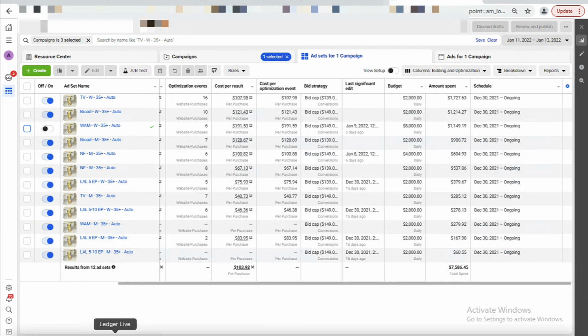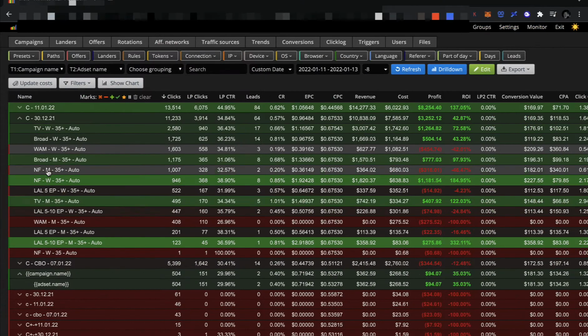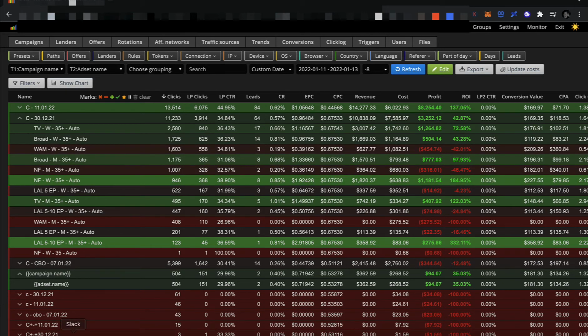Broad Men has spent 900. Let's go and have a check. Broad Men 900, 1570 back, which is good. Happy with that. NF Men is 364.